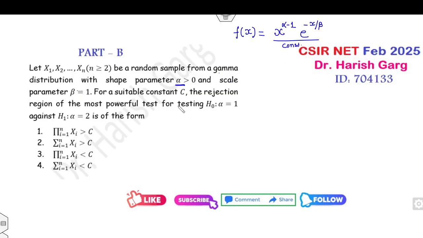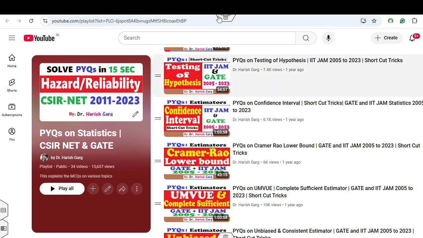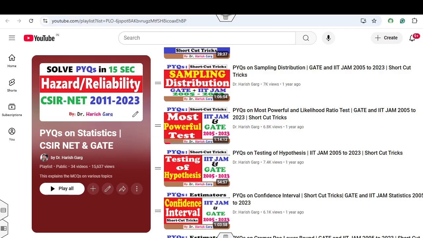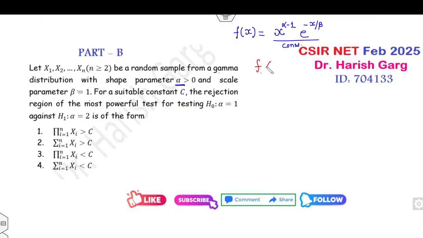Since your target is to find the most powerful test, as I told you in my lecture on the most powerful test or testing of hypothesis, you can think only of those functions which are totally dependent on the value of alpha, because beta is 1. So I can simply consider beta as 1. Think only of those functions which depend upon alpha, that is only x raised to the power alpha, because the rest is a constant, and I can skip that.